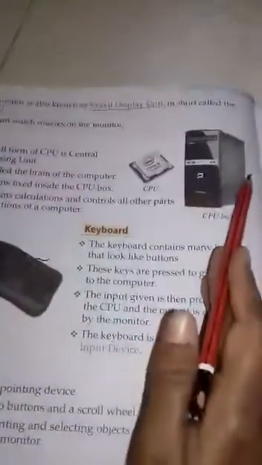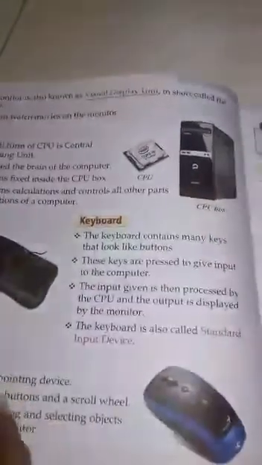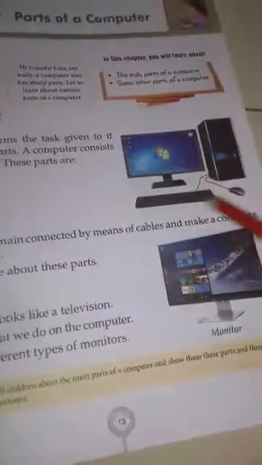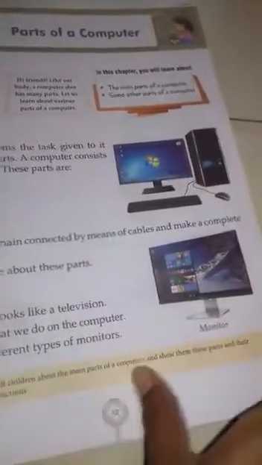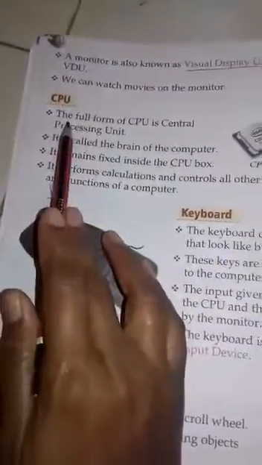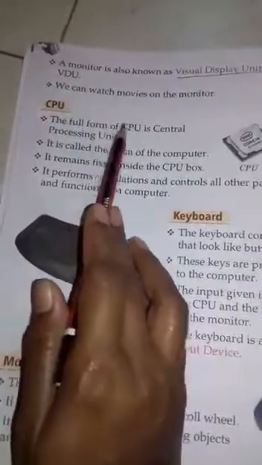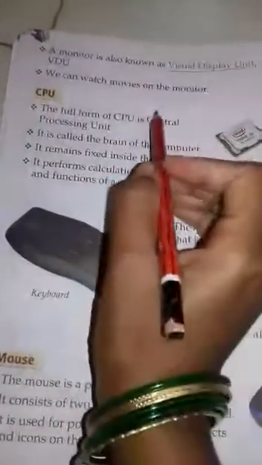Then the next part is your CPU. This is your CPU box. In the first page also you can see here, this is your CPU box. It is connected to the keyboard. The full form of CPU is Central Processing Unit. Children, underline this one, Central Processing Unit. In short we call it CPU, but its full form is Central Processing Unit.